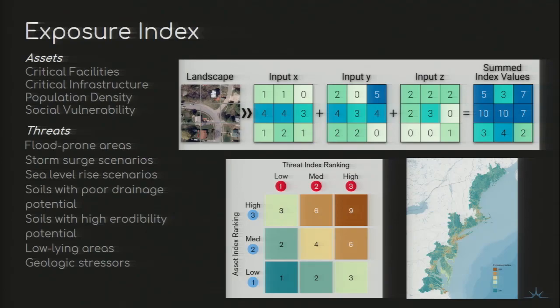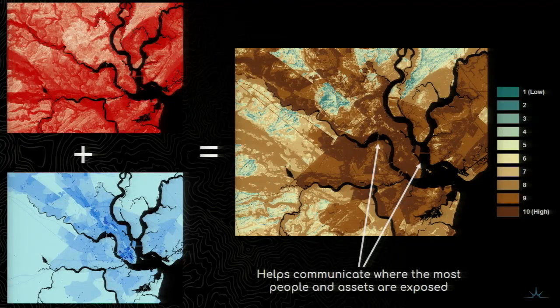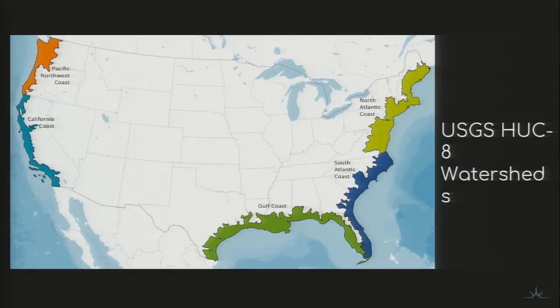This is an example of how we visualize that. The red are threats, and the darker areas mean more threats, and the blue are assets. Darker blue means more assets, and they're combined to create this overall exposure index. We separate it by region. These are all the regions we've done so far, and they're the HUC 8 watersheds, which is why they have kind of weird boundaries.